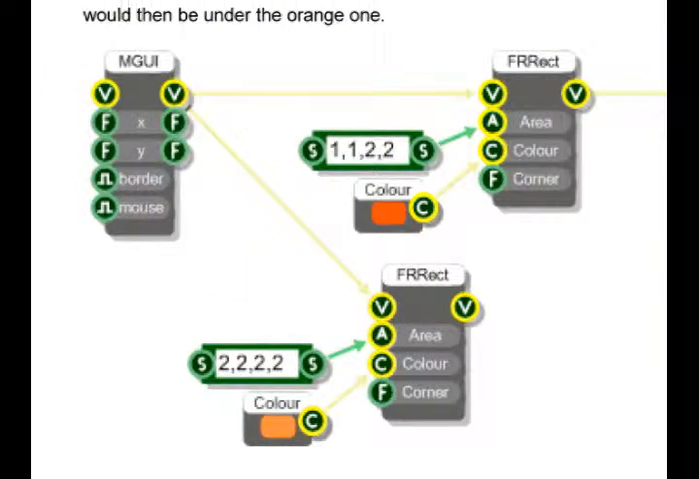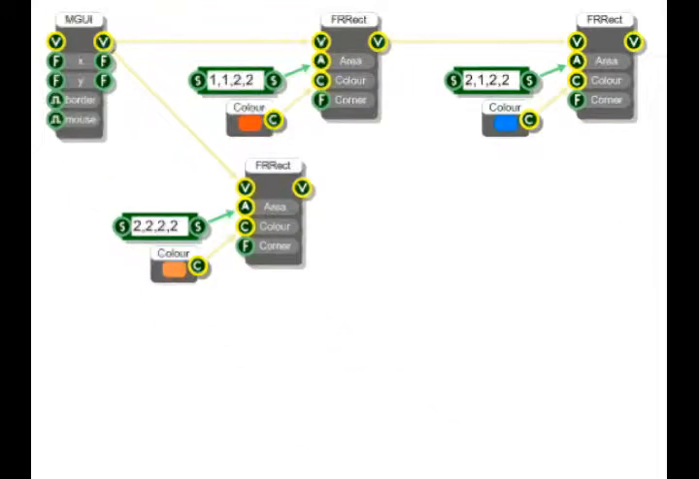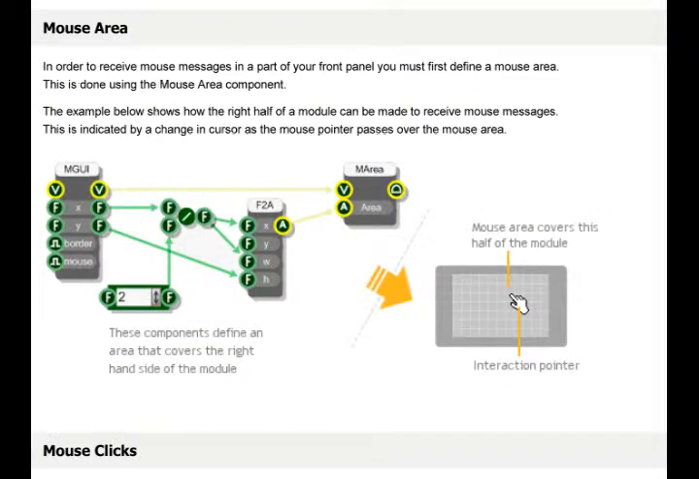The link to the red rectangle is taken first, followed by any links from its output connector. Then it's back to the next link from the GUI, etc. In this example, the red rectangle would be drawn under the blue one, which would then be under the orange one.